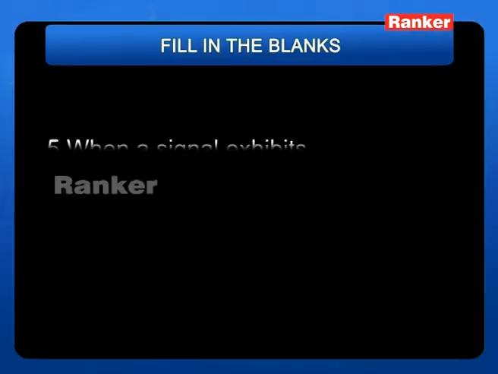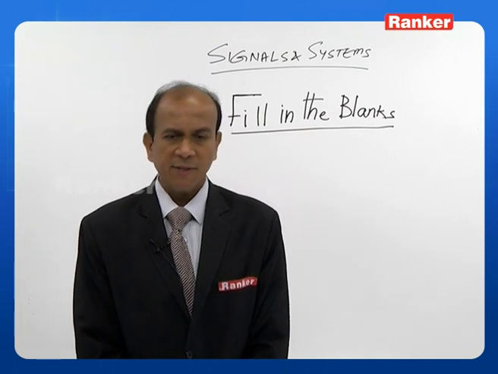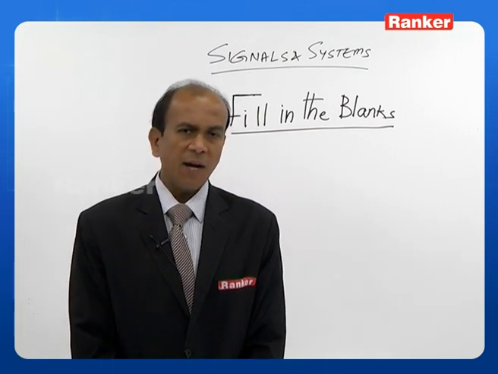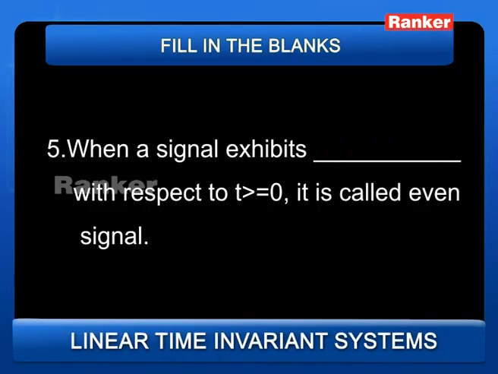Fifth one. When a signal exhibits dash with respect to t greater than or equal to 0, it is called an even signal. So, how do you define an even signal? It is called symmetry. When a signal exhibits symmetry with respect to t equal to 0, it is called an even signal. So, symmetry is very important in the case of even signals.